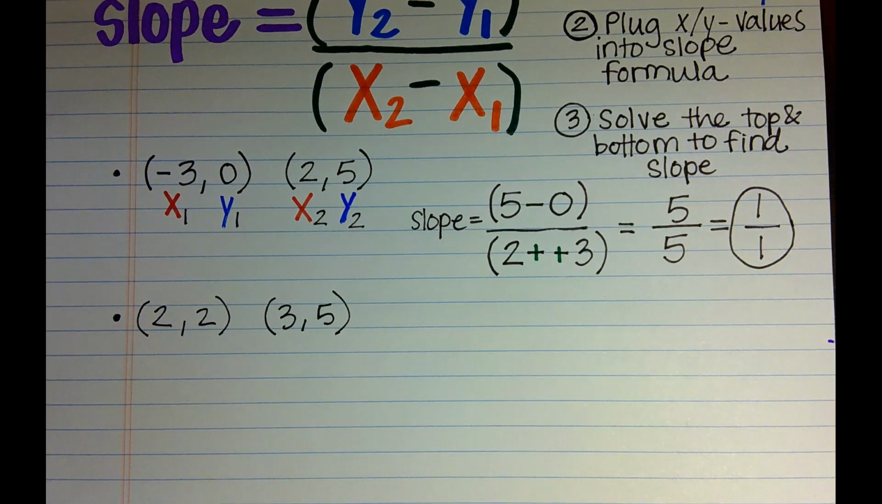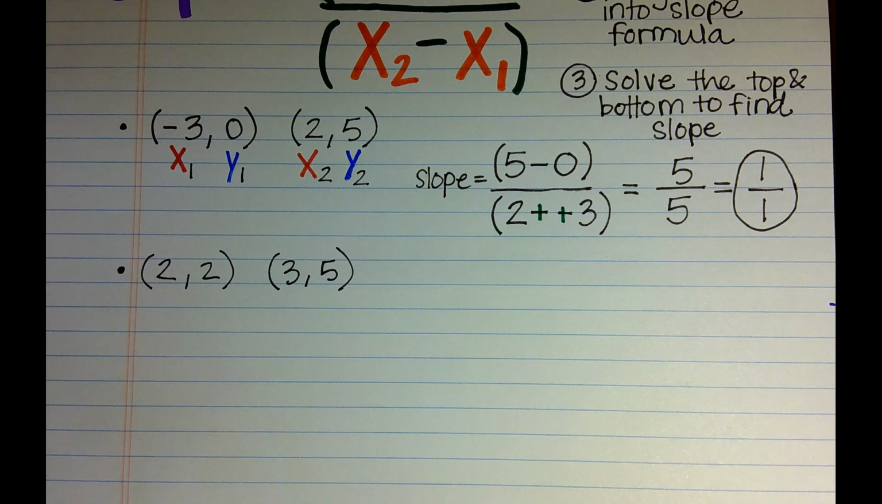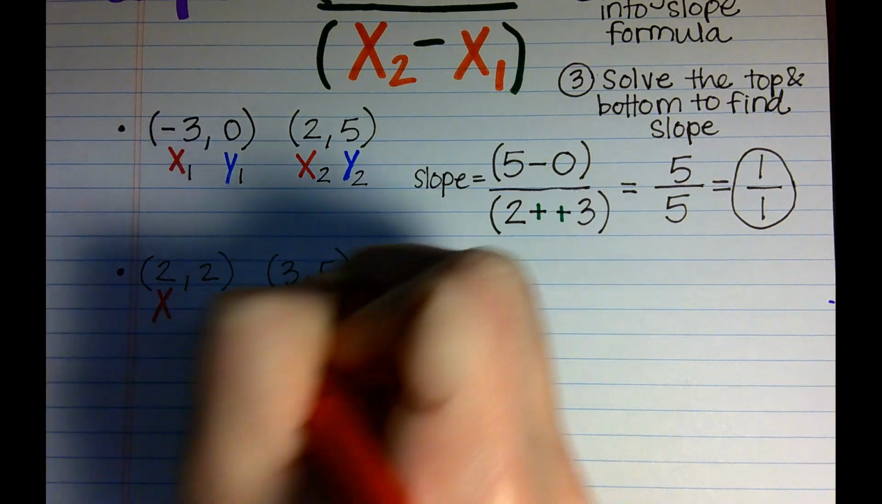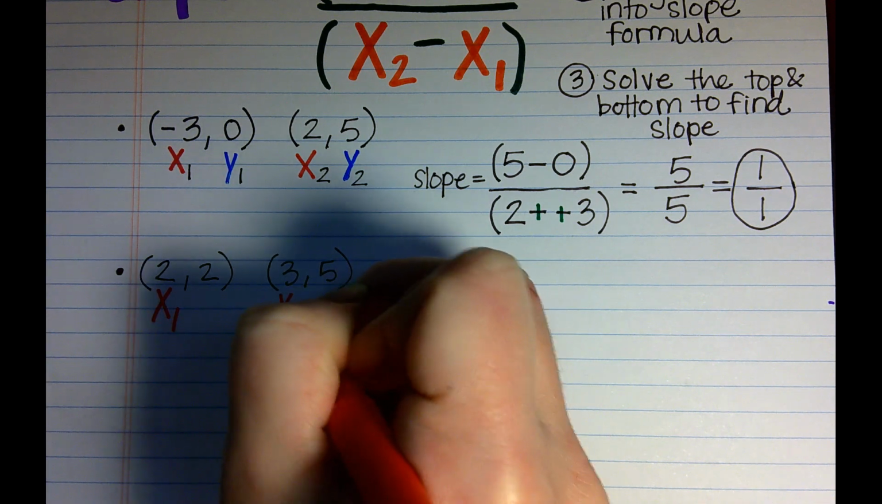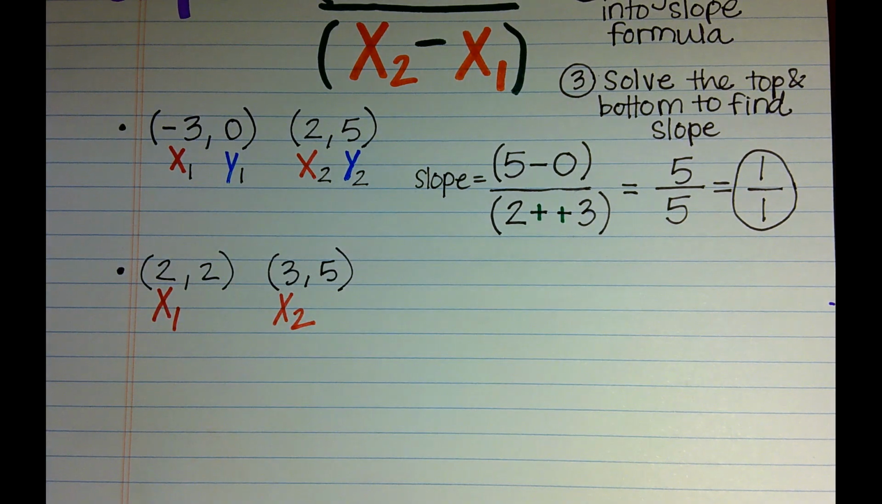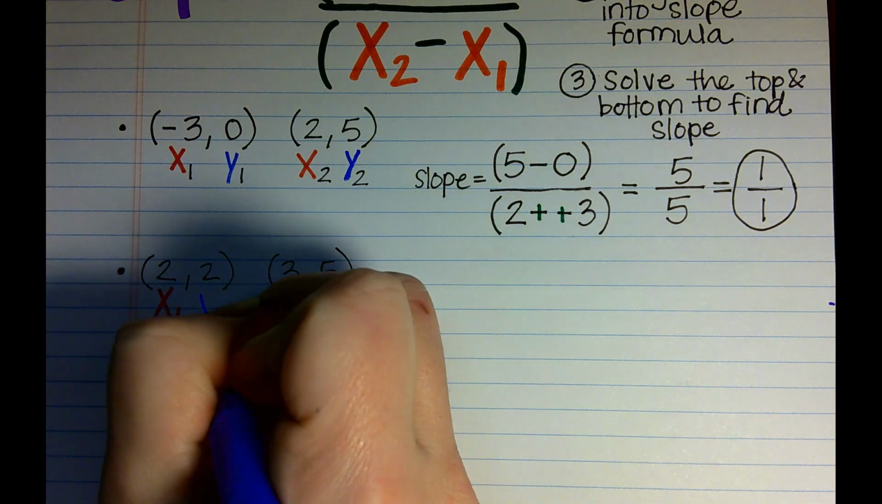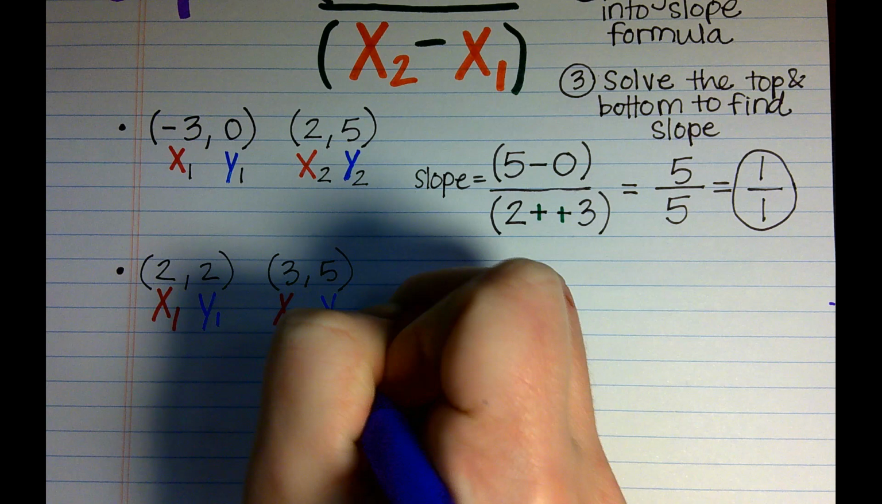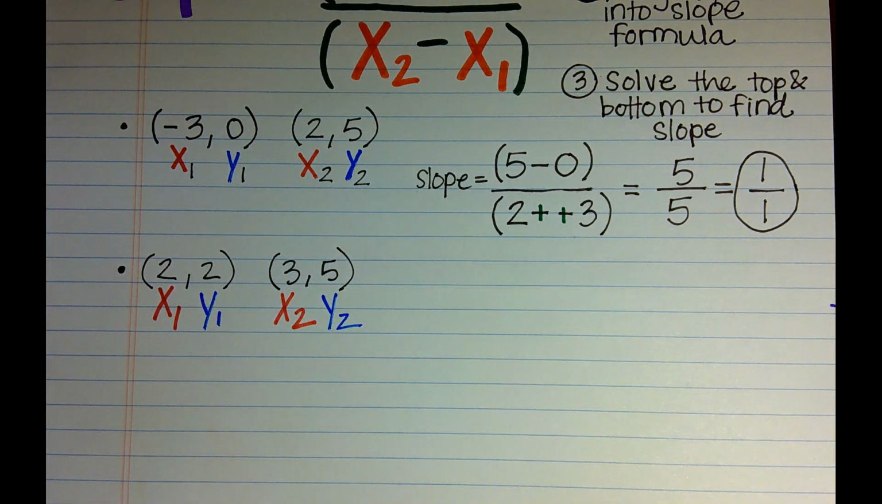So I want to find slope. What should I do first? X and Y. Good. Let's label our X's and our Y's. X1, X2. Go ahead and just do the 1s and the 2s all at the same time. Got Y1, Y2. Okay. So I have my X's and Y's labeled. Where do I go next? Slope. Yes. We're going to find the slope.